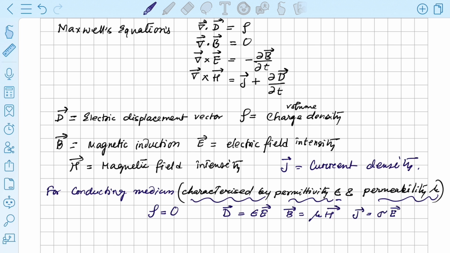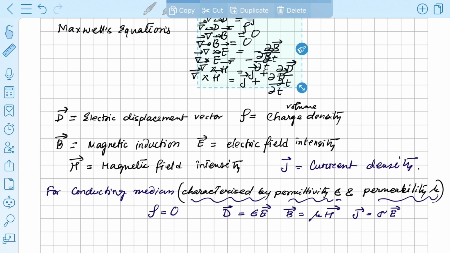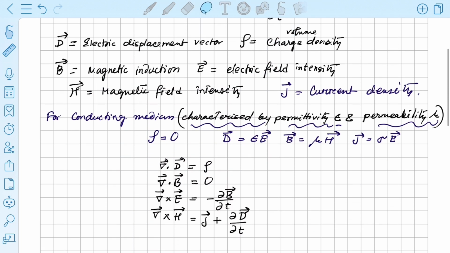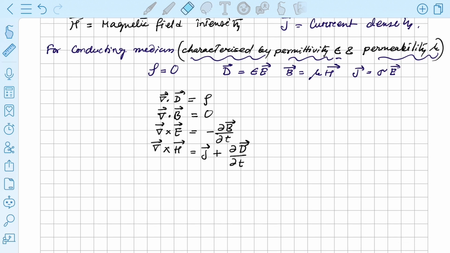So now if we rewrite the Maxwell's equations, you can see that in this case rho will be equal to 0. That's why we're going to write these four Maxwell's equations again. Let me copy these equations and make a duplicate here. So now let me scroll down. Here you see this rho will be equal to 0. So these are the Maxwell's equations for a conducting medium. Hope you have understood this.